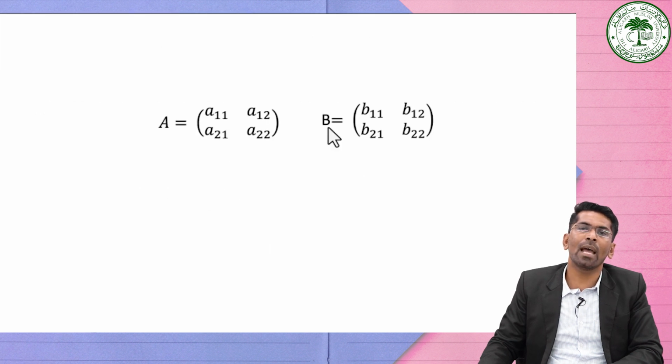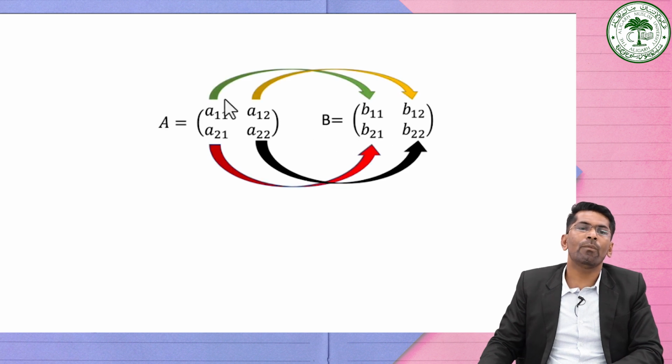So consider here we have two matrices, matrix A and B, which were already explained. So how will we do the operation? We will subtract B11 from A11. So it connects A11 with B11, A12 with B12, similarly A21 with B21 and A22 with B22.